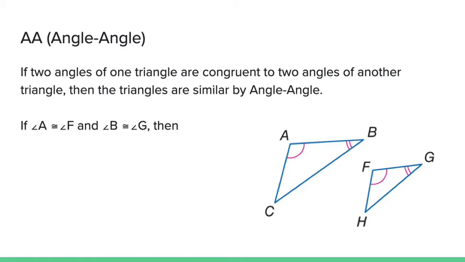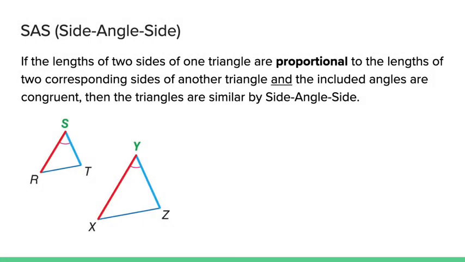In other words, if angle A is congruent to angle F and angle B is congruent to angle G, then triangle ABC is similar to triangle FGH. Notice the symbol we use for similarity. Let's move on to side, angle, side.